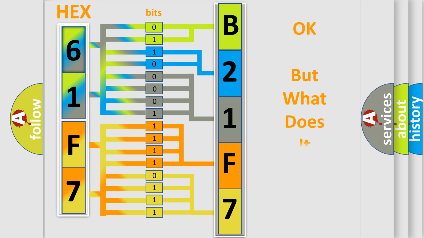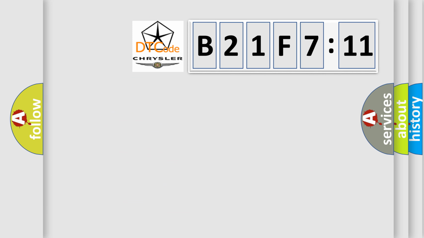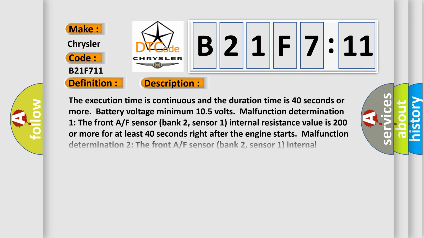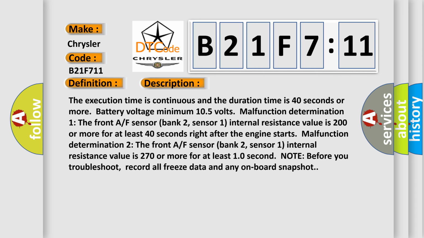The number itself does not make sense to us if we cannot assign information to what it actually expresses. So, what does the diagnostic trouble code B21F7-11 interpret specifically for Chrysler car manufacturers? The basic definition is front air fuel ratio A or F sensor bank 2, sensor 1 heater system malfunction. And now this is a short description of this DTC code. The execution time is continuous and the duration time is 40 seconds or more.